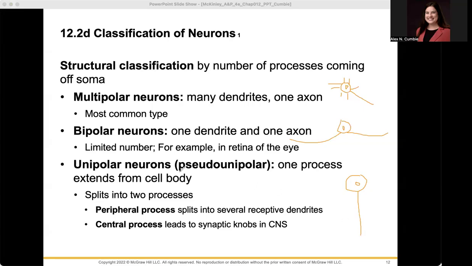In humans, we would actually call these neurons pseudo-unipolar because they look a little different. They don't look like insect ones. They look like this, where we have one pole, but it divides into dendrite and axon. This is what pseudo-unipolar looks like in the human body. So with one process, we have the peripheral process, which splits into these different dendrites. And then we have the central process, which is that axon that eventually has a synaptic knob on the end, communicating with the CNS, the brain.